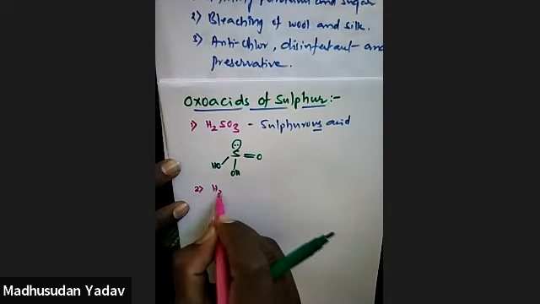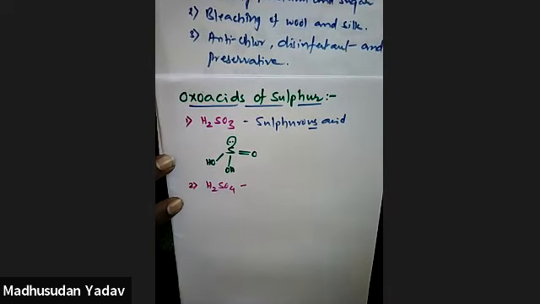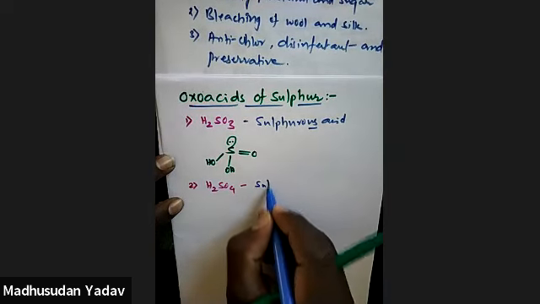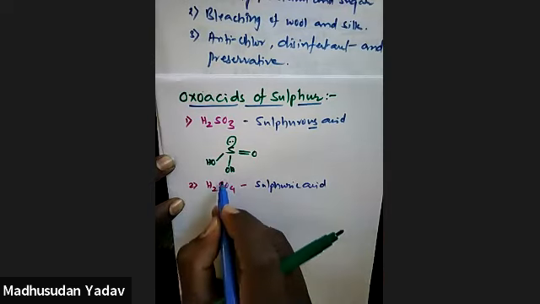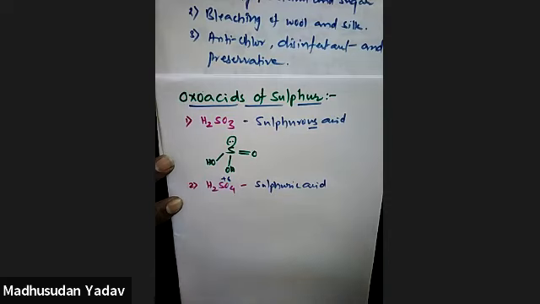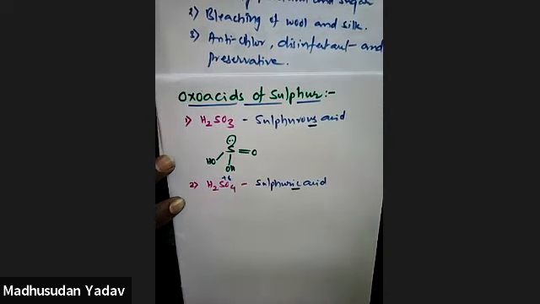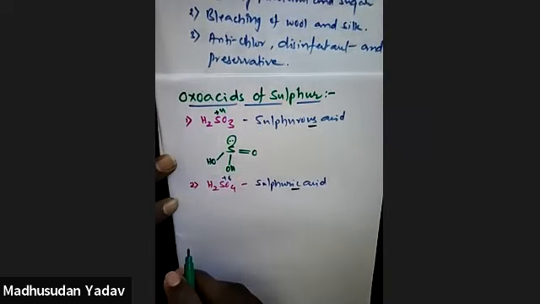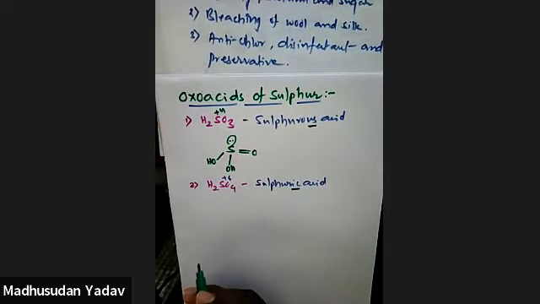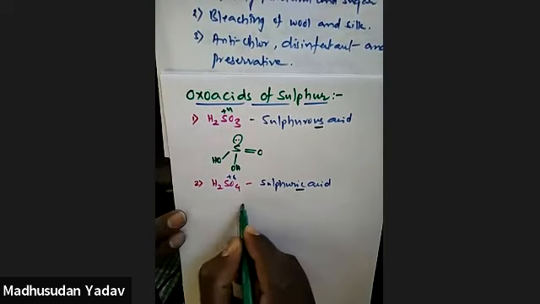Next, H2SO4. What is H2SO4? It is sulfuric acid. So here, what is the maximum oxidation state? +6. So whenever "-ic" acid comes, that atom will be in its maximum oxidation state. "-ous" acids have less oxidation state, not its maximum group oxidation state. So sulfuric acid, how does its structure look?